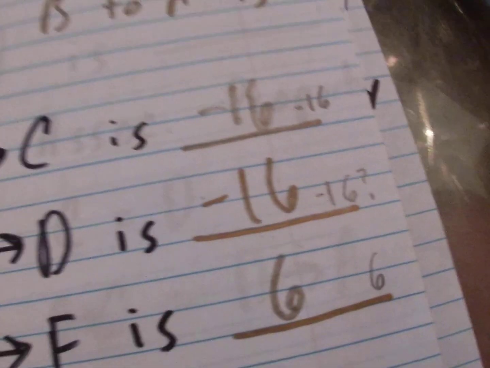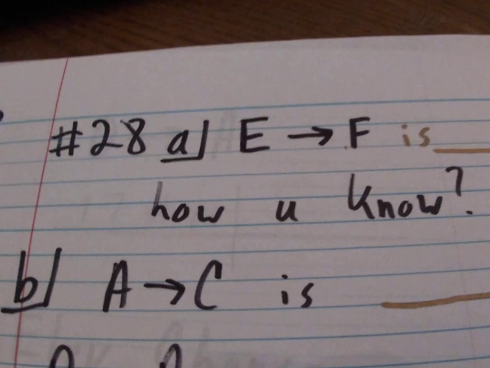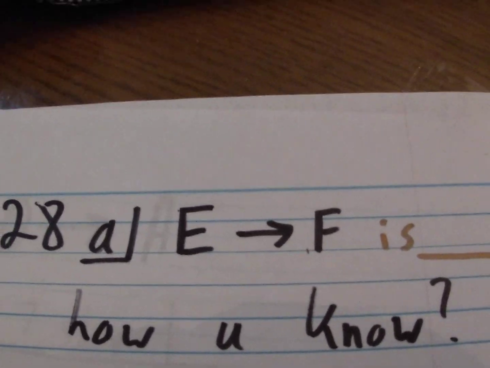D to F, when it asks me that one, I noticed that one was actually going up. And so D to F, I actually list as a positive 6. Okay. Now, 28 is, of course, very similar, okay? But now it asks you to do E to F, okay?